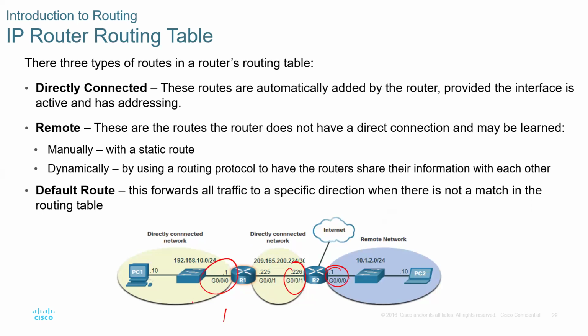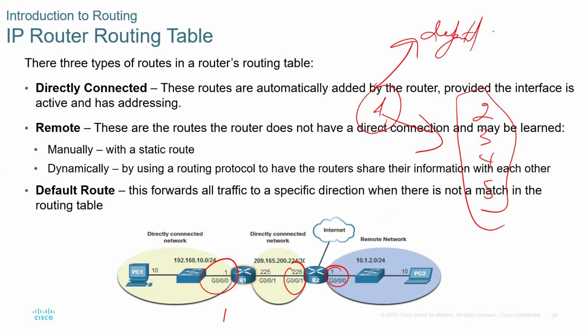Then we have a default route, which forwards traffic in a specific direction when there is no match in the routing table. Let's say I want to send information to network number 1, but the routing table only knows 3, 4, 5. It means there is no match in the routing table. We don't know number 1. Therefore, this is sent to the default route. And the default route will have an IP address of 0.0.0.0.